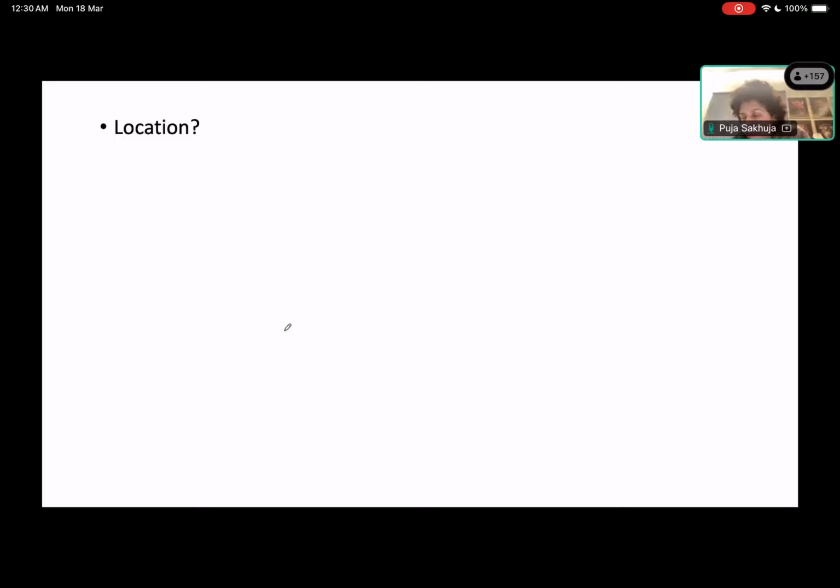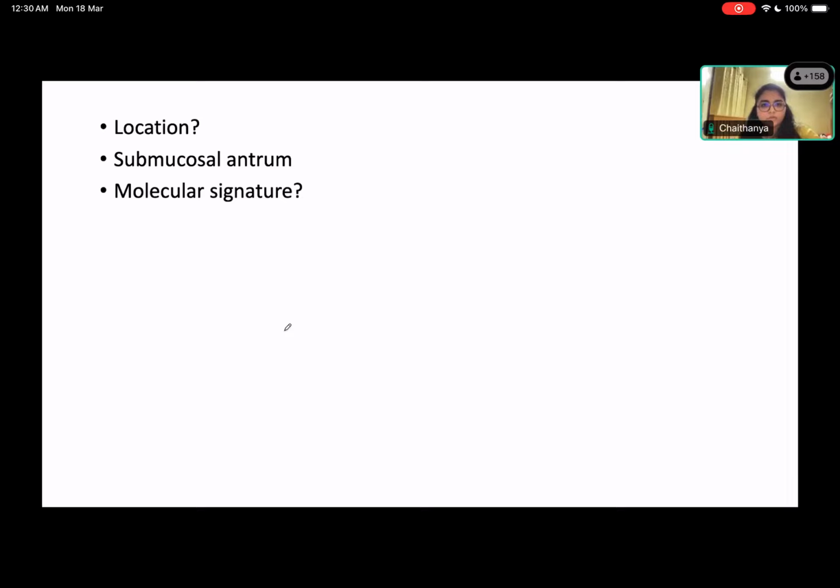Okay, so what is the location of these tumors? No, I'm not talking about stomach or duodenum, but what is the location of these tumors? In the submucosa. Submucosa, very good. And what is the molecular signature of these tumors? Platelet-derived growth factor, PDGF. Yes, and which is the other lesion in which we see this? This is showing a PDGFRA mutation. What are the mutations we see in GIST? PDGFRA, KIT. KIT or PDGFRA.